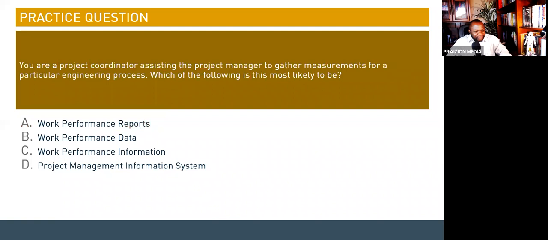And I relaunch the poll. See? So this is how the classes will go. They're going to be drills like this. The next question is, you are a project coordinator assisting the project manager to gather measurements for a particular engineering process. Which of the following is this most likely to be? Measurements. What are measurements? Are they reports? Are they data? Could we classify that as information? Or would that be a project management information system?